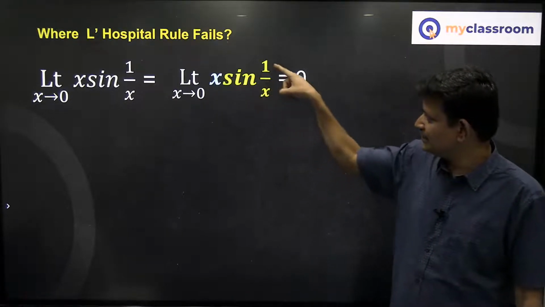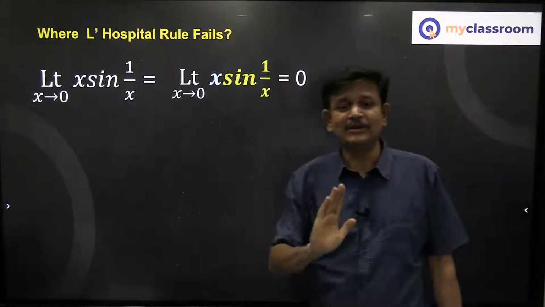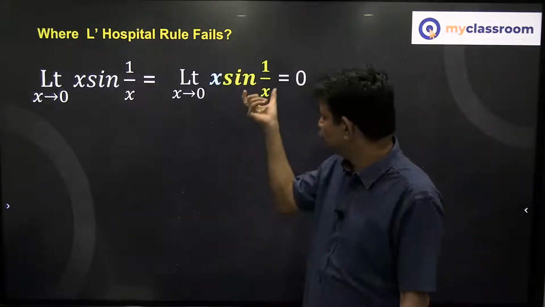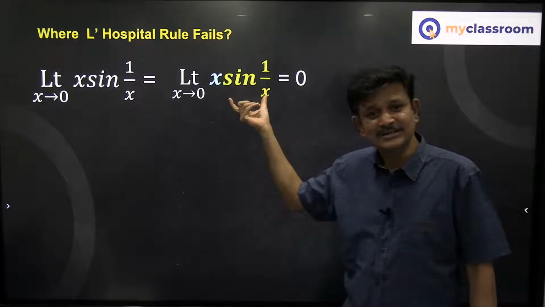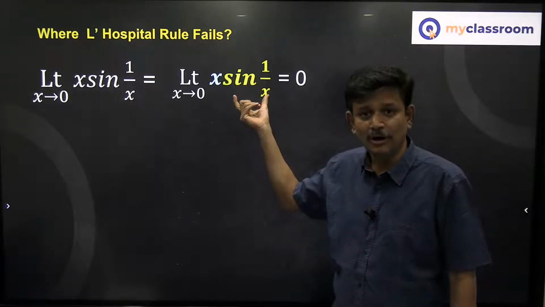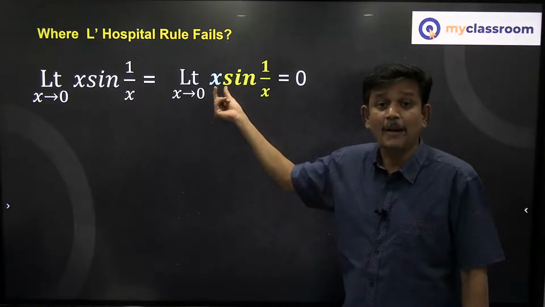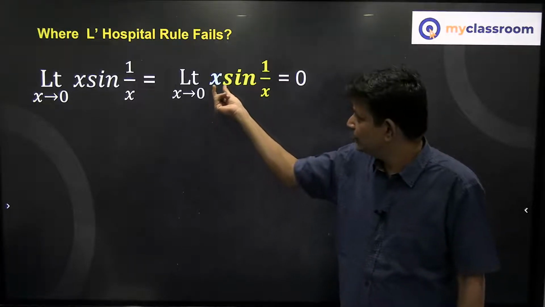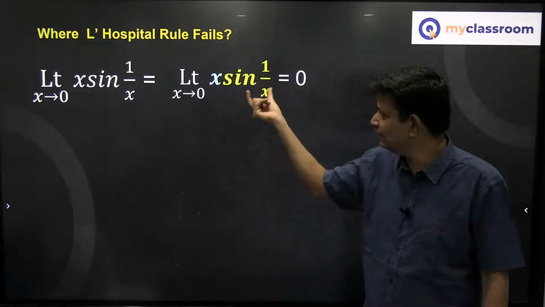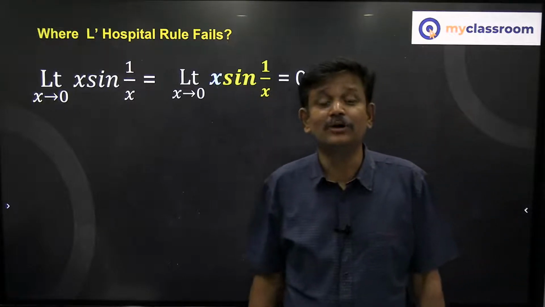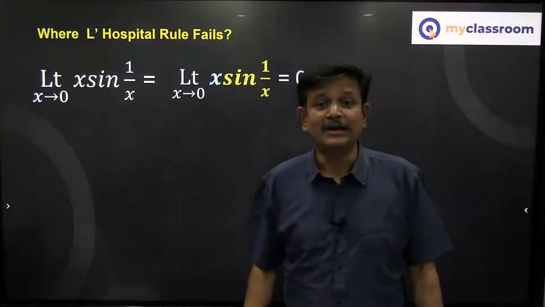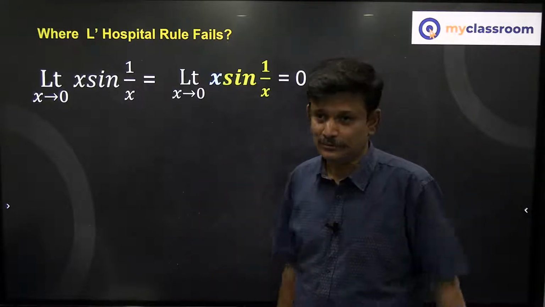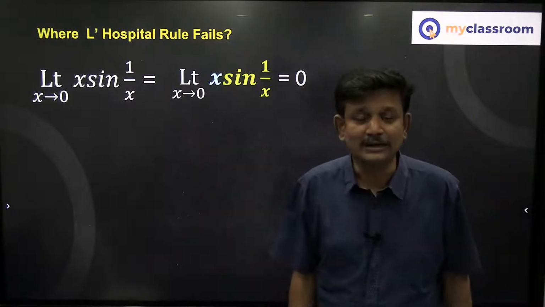Irrespective of what this number is, sine of that number will always be between minus 1 and 1. So sine of any number will be between minus 1 and 1. We call it bounded. And this is approaching 0. So any number close to 0 multiplied by a number between minus 1 and 1, what will be the output? 0. So this limit exists and is 0. So there is absolute clarity with this.